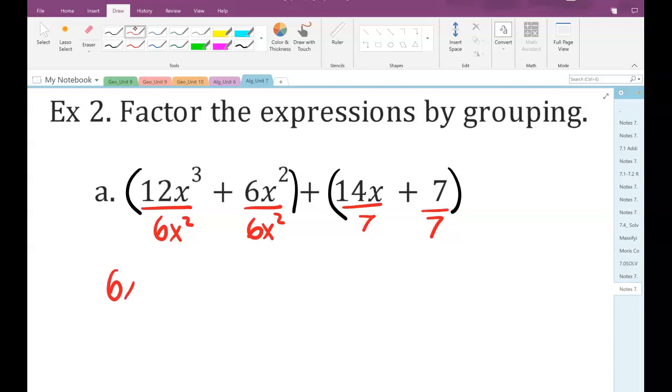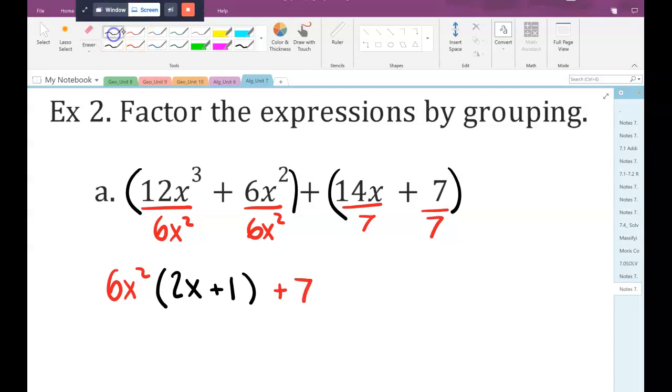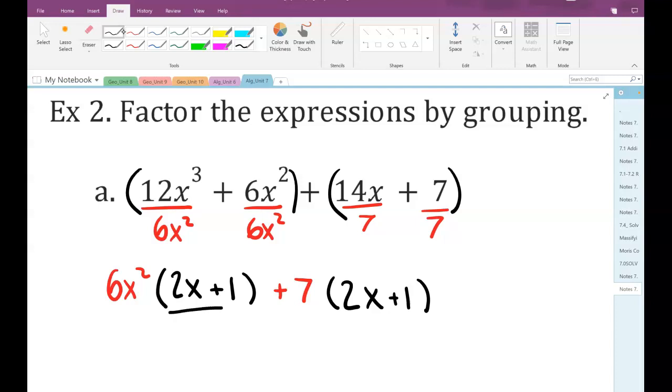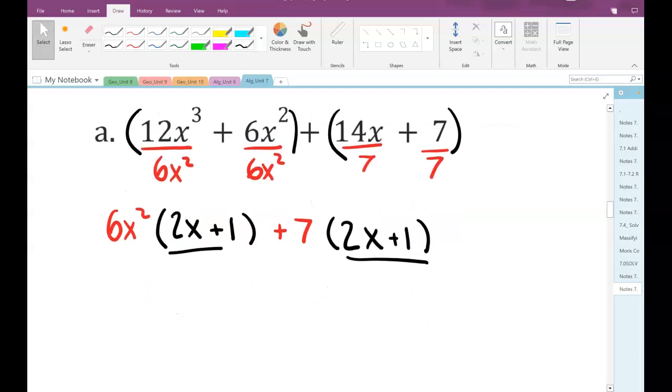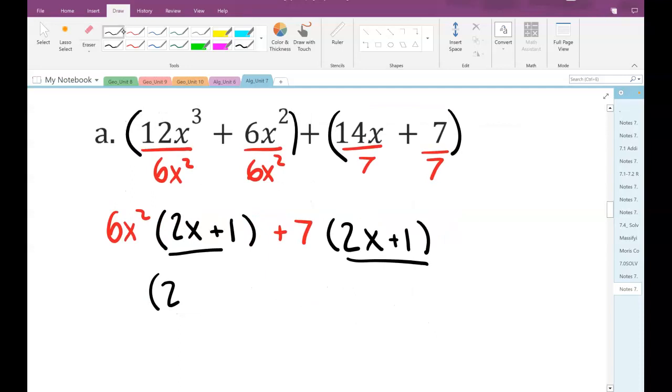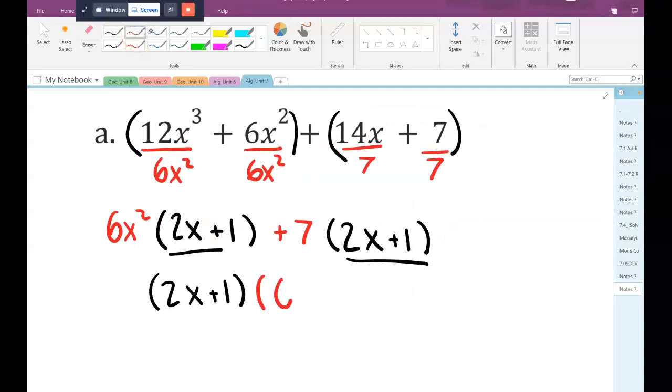We have 6x squared, parentheses, this would be 2x plus 1. This will be factor out a positive 7. And here we have a 2x plus 1 as well. And we got our factors to match. So we factored correctly. We're on to our last step now. We're just writing our final answer as a product of our two factors.